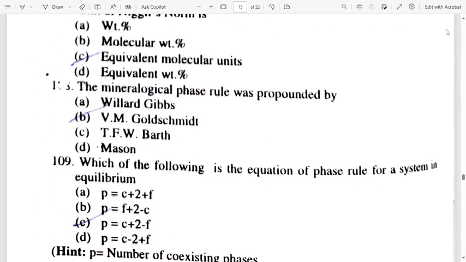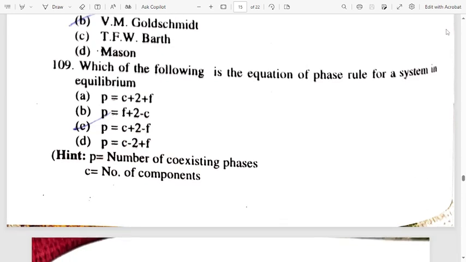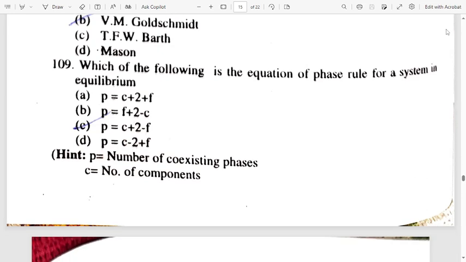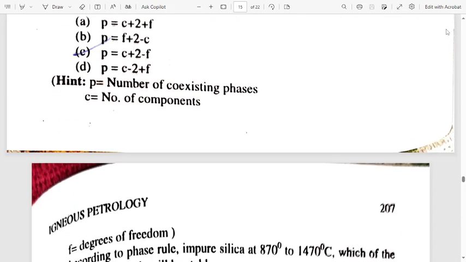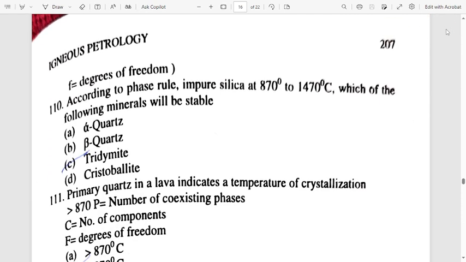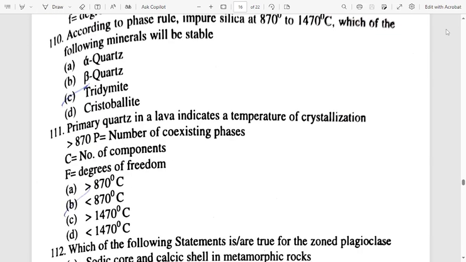The mineralogical phase rule was propounded by V.M. Goldschmidt. Which of the following is the equation of phase rule for a system in equilibrium? P is equal to C minus F plus 2. According to phase rule, for impure silica at 870 degrees to 1470 degrees centigrade, which of the following minerals will be stable? Tridymite. Primary quartz in a lava indicates a temperature of crystallization greater than 870.